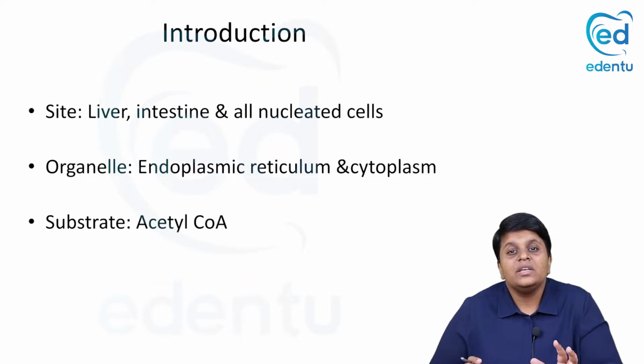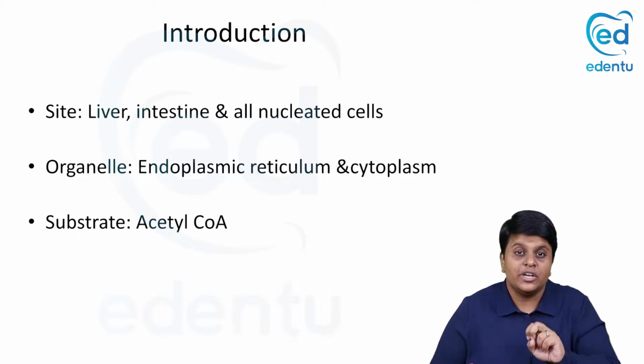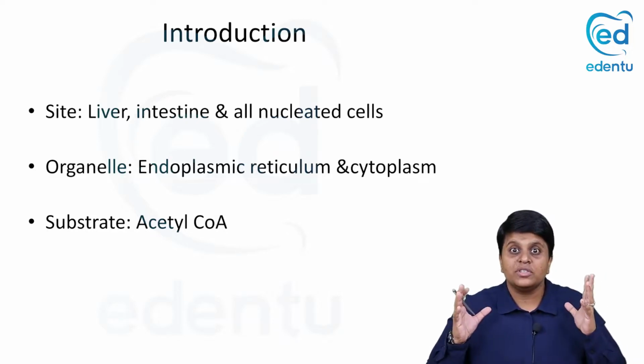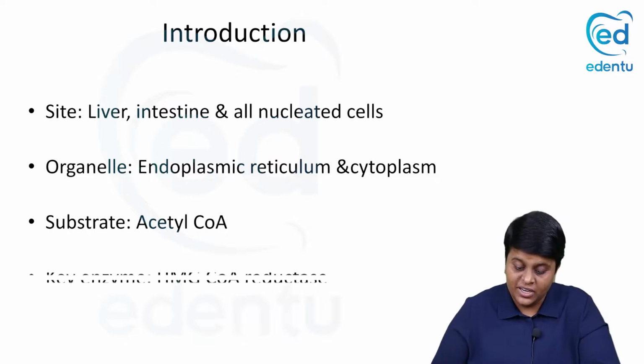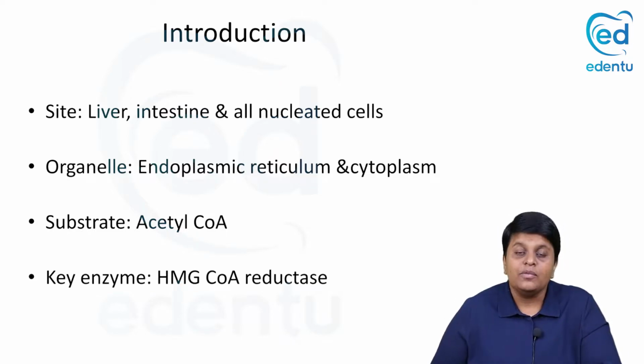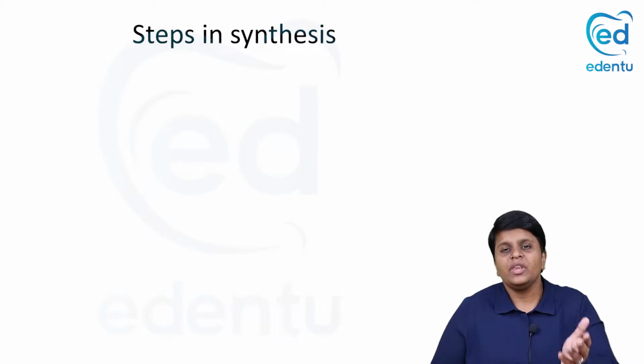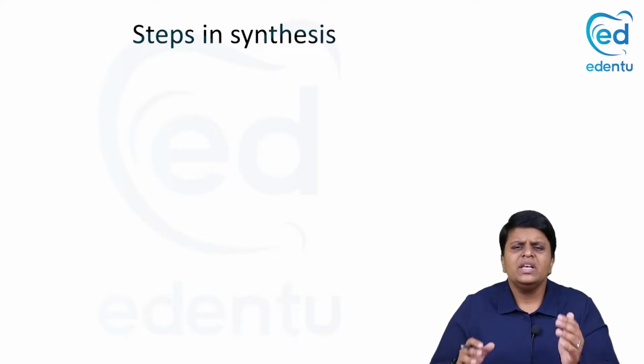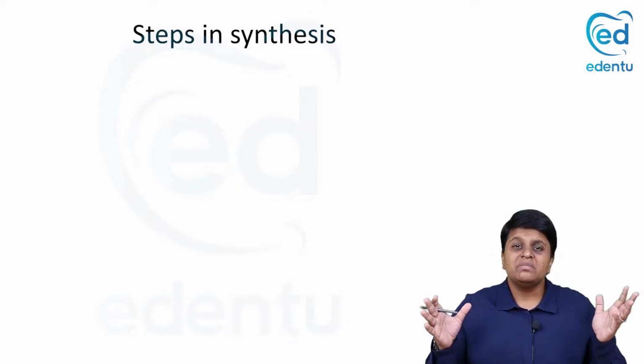The starting substrate from which cholesterol is synthesized is a 2-carbon compound, which is acetyl-CoA. So from a 2-carbon compound, you're going to synthesize a mega compound of 27 carbons. Then the key enzyme for this particular synthesis is HMG-CoA reductase. Each one of these is a potential MCQ question for you. Now let us see the steps of synthesis. The synthesis has many steps.